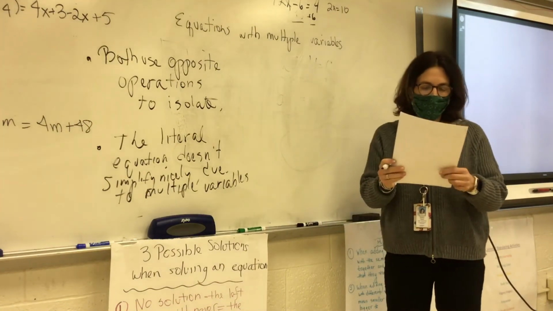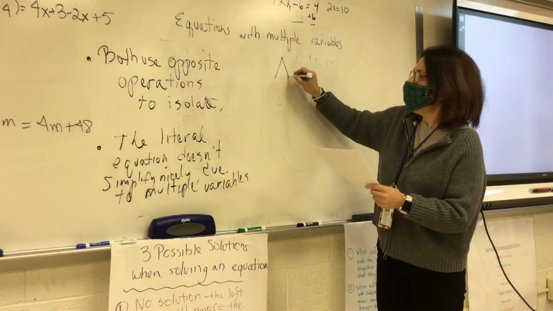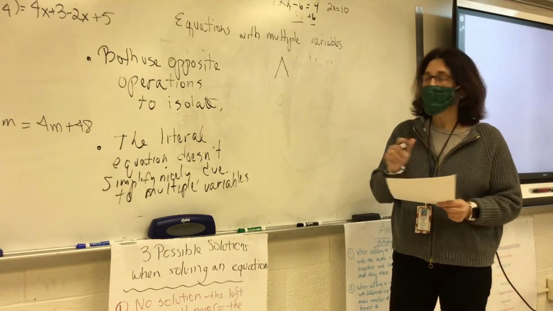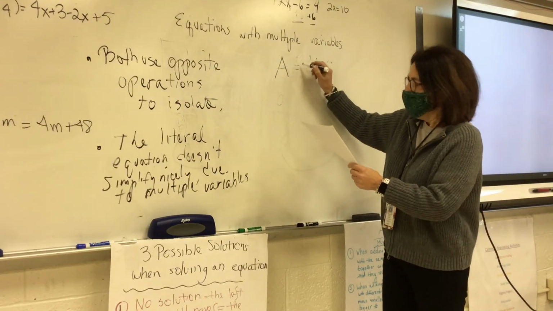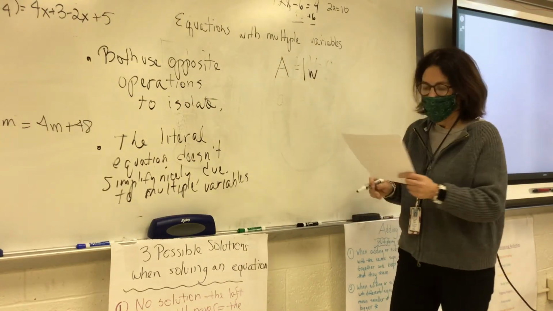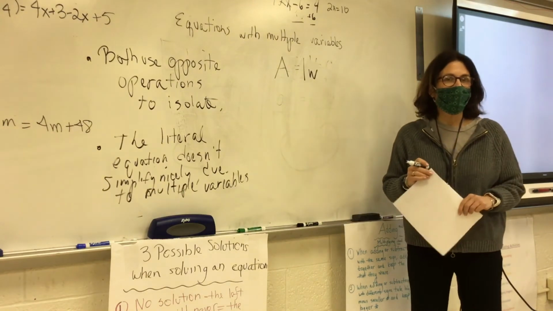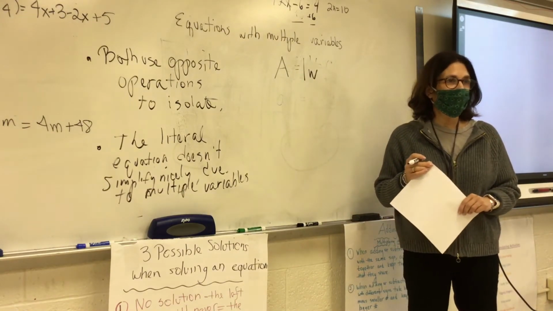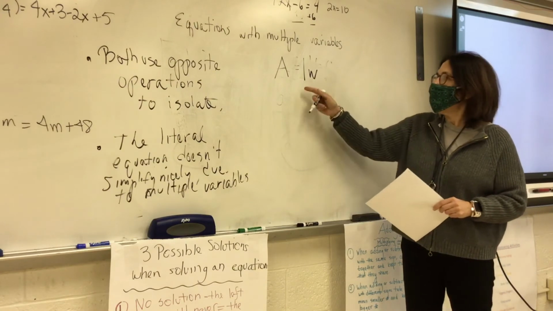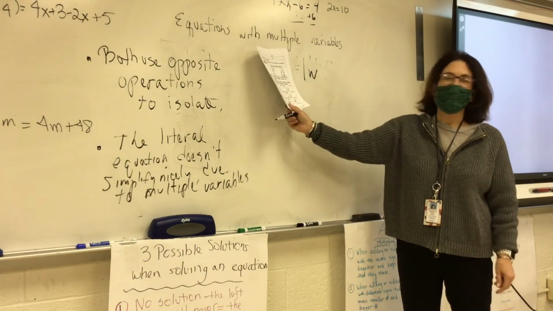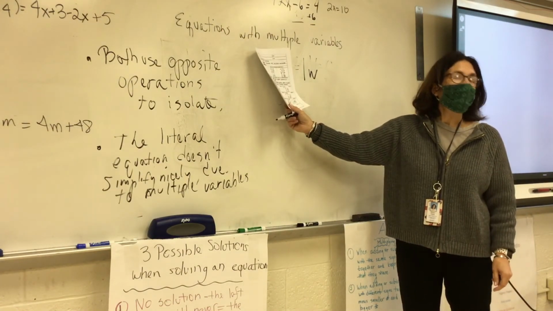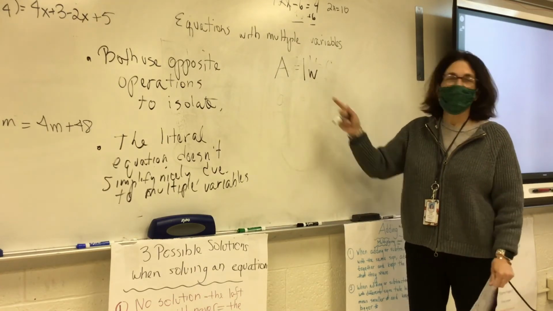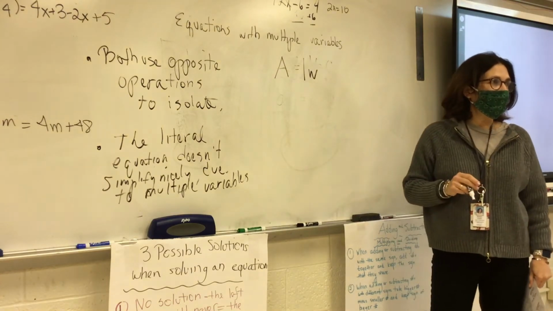All right, let's try another one. These are questions you will see on the I-STEP, so you really want to pay attention. A equals L W. Now they tell us what to solve for. What are they asking us to solve for in this problem? W. So how many terms do I have on the right side of the equal sign? One. So I only have one term. They're asking me to solve for W.